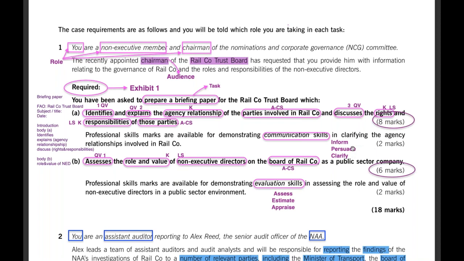It's inform, persuade, clarify, so that you'll be able to write. And as you write your answers, refer to these particular question verbs, and understand your role just now. This is the task that you have to prepare: a briefing paper for whom? The Railco Transport. This is your audience. So your question verbs are this one. You have two question verbs.